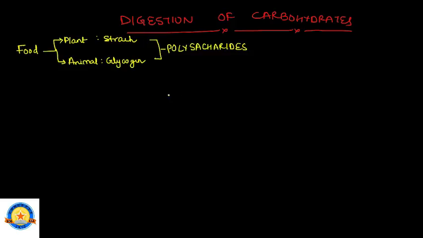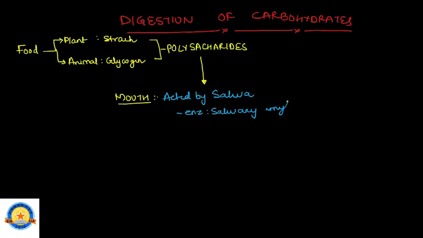Polysaccharides, they are in the mouth. What happens in the mouth? The first part we are learning is the mouth. Which enzyme is there in the mouth? In the mouth, it is acted upon by saliva. Which enzyme? Salivary amylase. Okay, salivary alpha amylase actually.